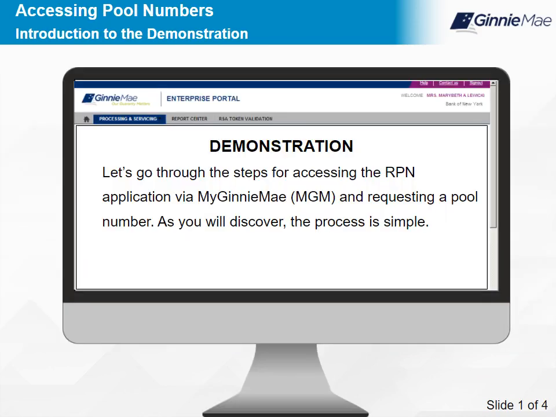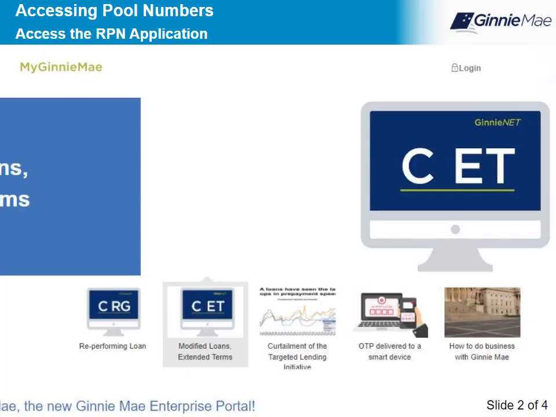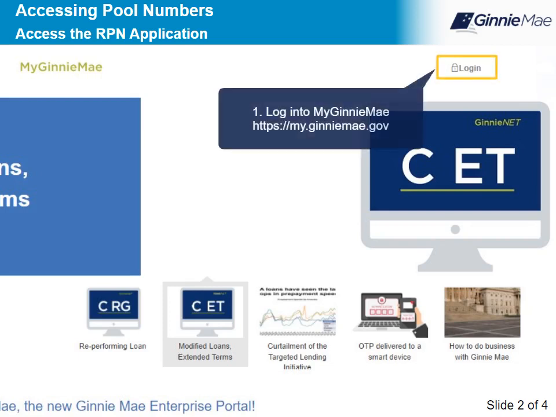Let's go through the steps for accessing the RPN application via My Ginnie Mae, MGM, and requesting a pool number. As you will discover, the process is simple. Select Next to continue.